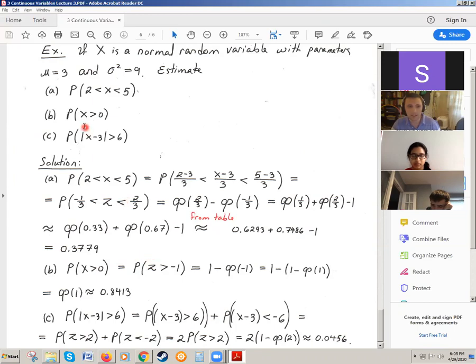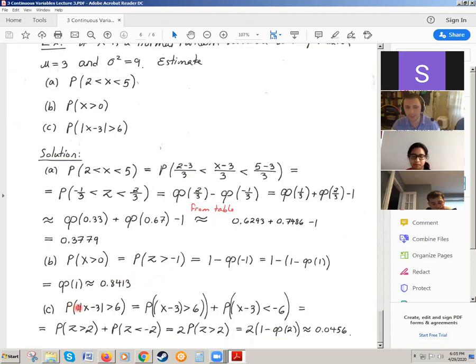I then calculate the probability that x is bigger than 0, and that probability is the same as the probability that z is bigger than minus 1, which is 1 minus phi of minus 1, which after I convert is simply phi of 1. Okay? So it's phi of 1, and the answer then is 0.8413.